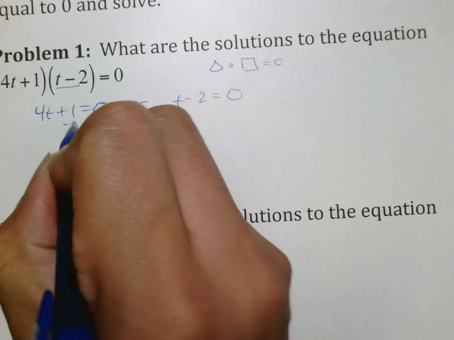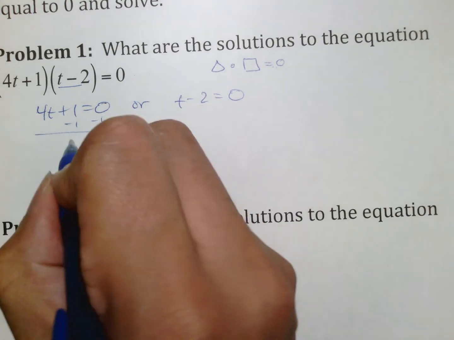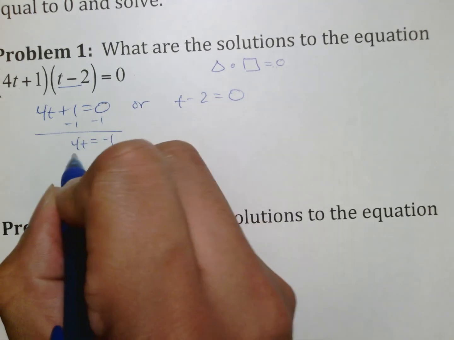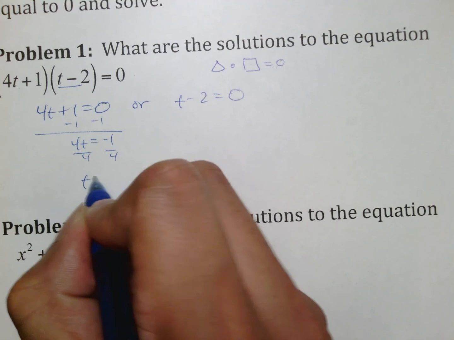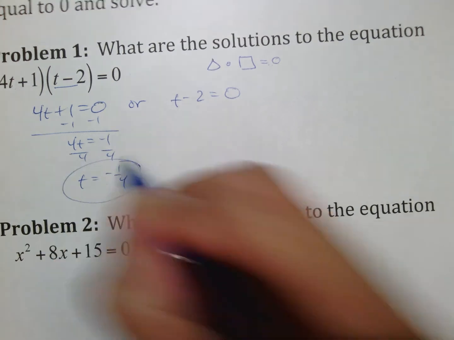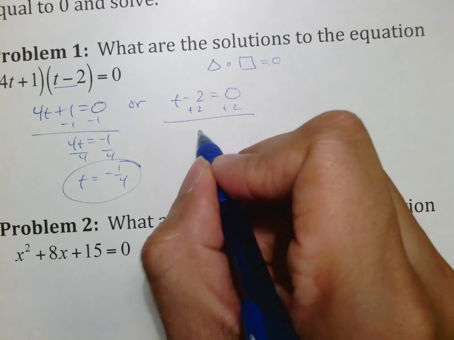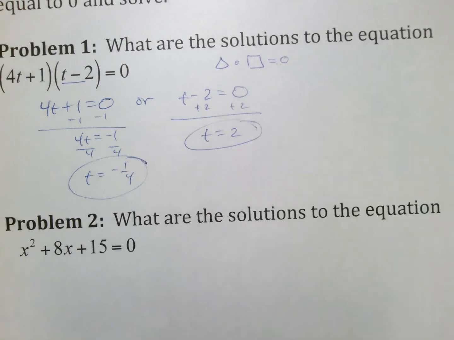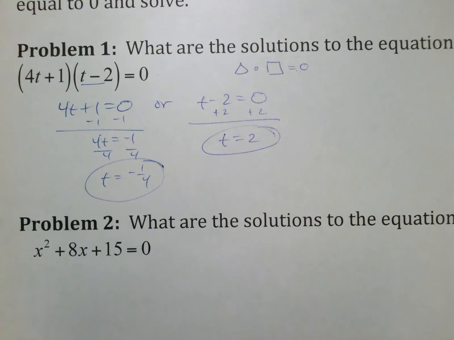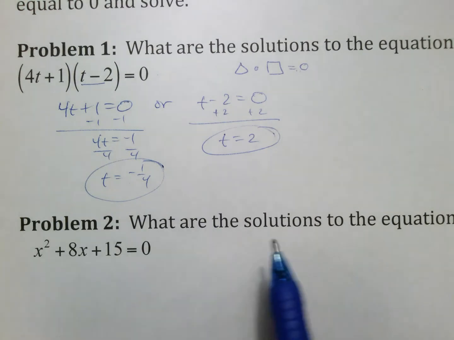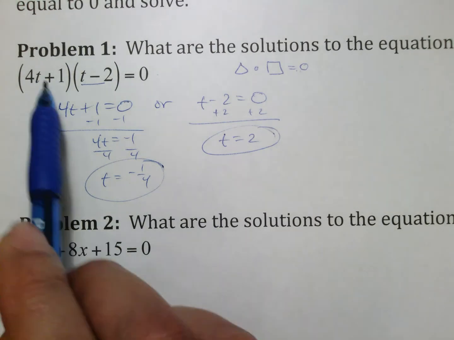And so now you simply solve them. Subtract 1. Again, this is where I said it's easy. 4t is negative 1, divided by 4, and t is negative 1/4. That is one of your answers. Now you go over here and solve as usual. Plus 2, plus 2. t is equal to 2, and that is your answer. This is called solving by factoring, or it's the end result of solving by factoring. Think about it. It wasn't hard to set that equal to 0.